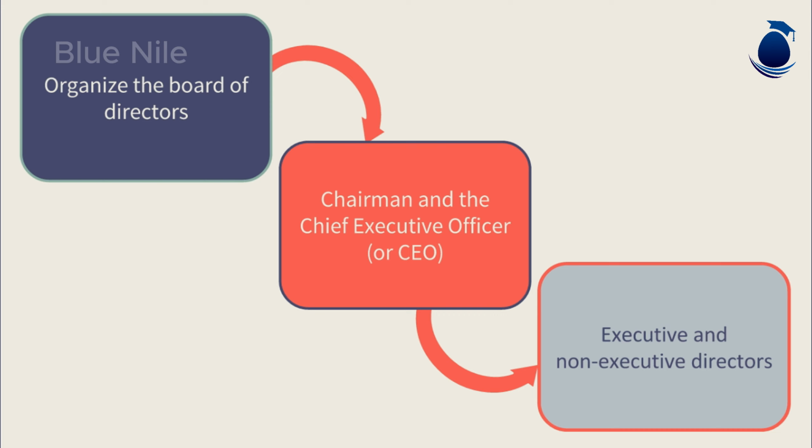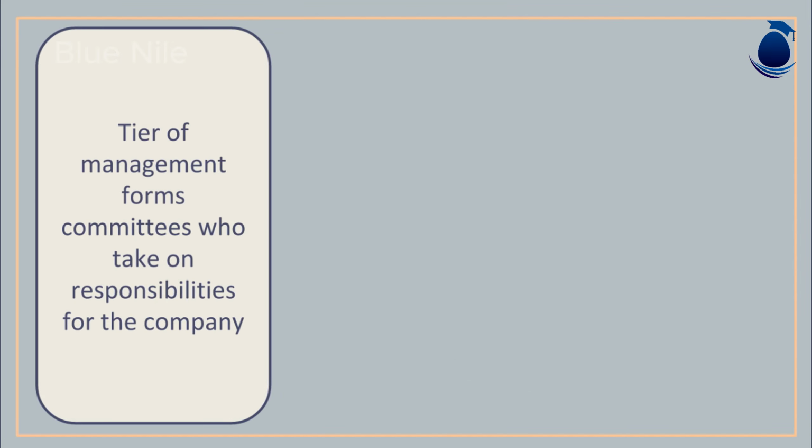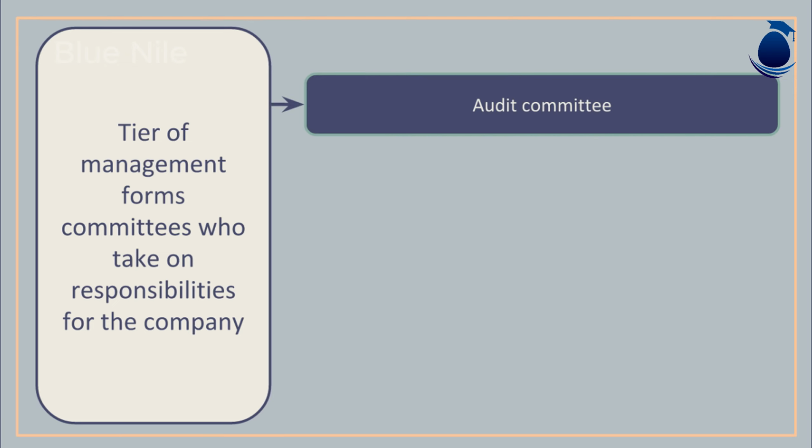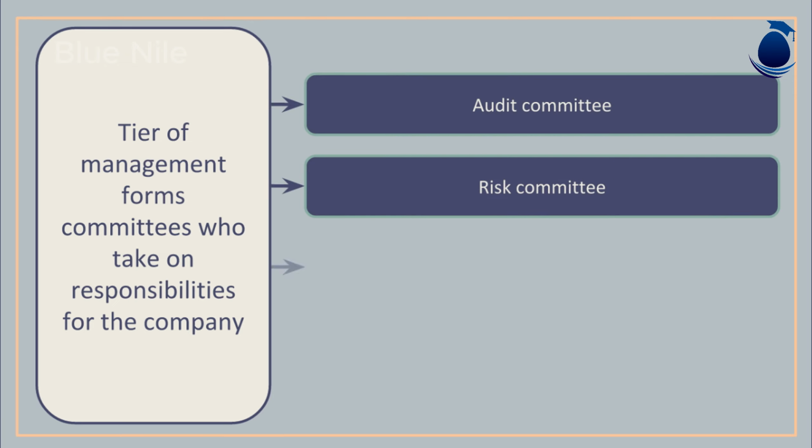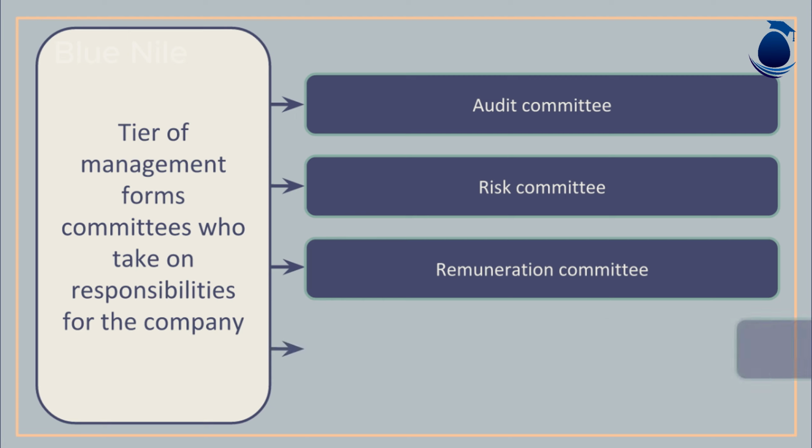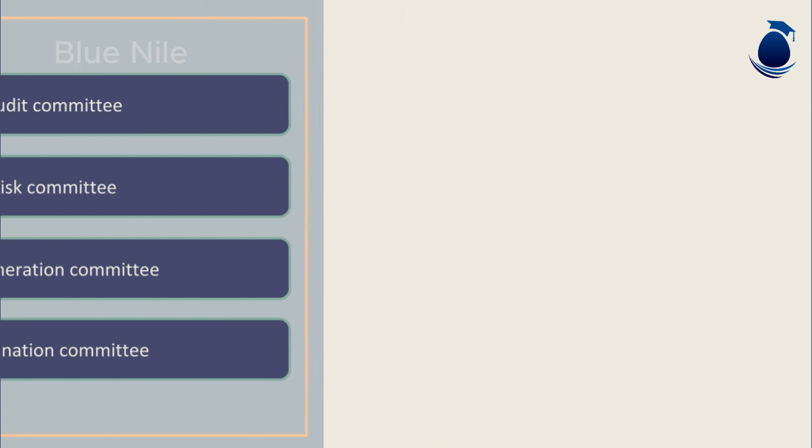Executive directors run the company on a day-to-day basis, and non-executives monitor and assist in decisions being made. Ideally, there should be an equal board mix of the two types of directors. This tier of management would then form committees who take on responsibilities for the company. The committees are the Audit Committee, the Risk Committee, the Remuneration Committee, and the Nomination Committee.